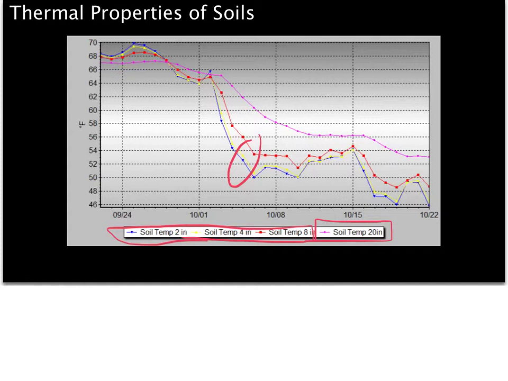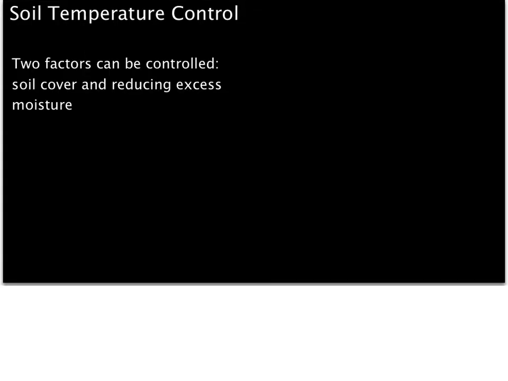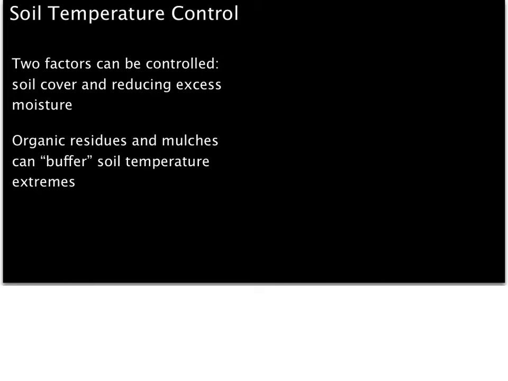So how do we control this? We can control a couple of things. We can control, like we said, soil residue, so plant residue that's on the soil. That can act as a mulch layer or reduce excess moisture, so artificial drainage comes into play here. If we drain the soil, theoretically we can heat that soil up faster than if it has a high water content there. And we also know that organic residues, organic material, can actually act as a buffer in terms of soil temperature extremes.